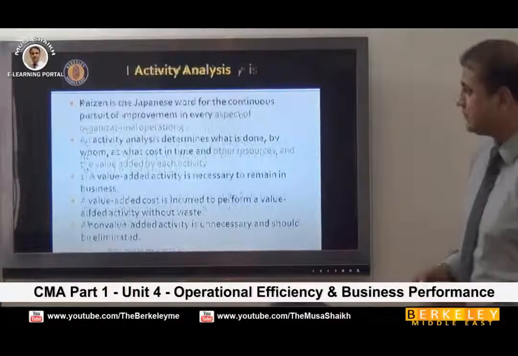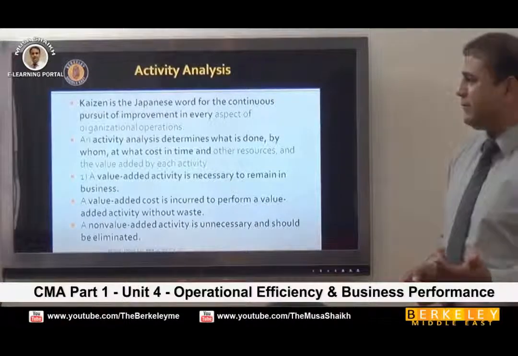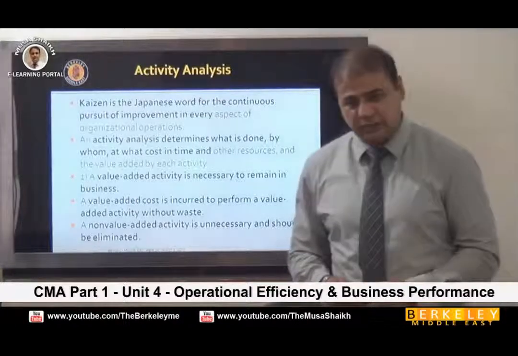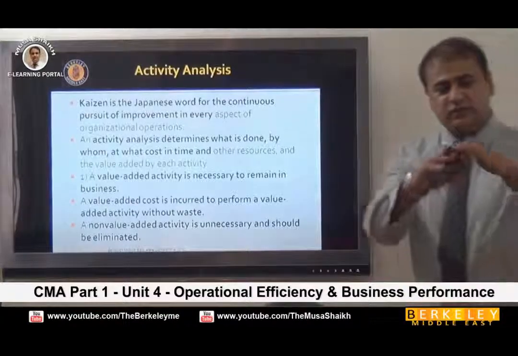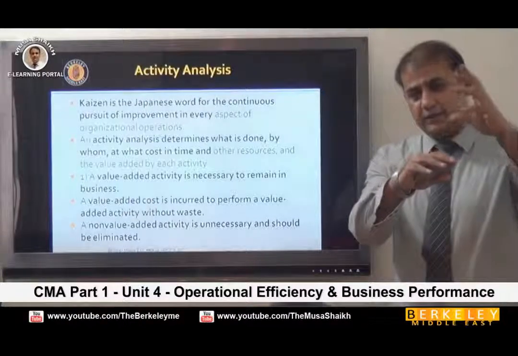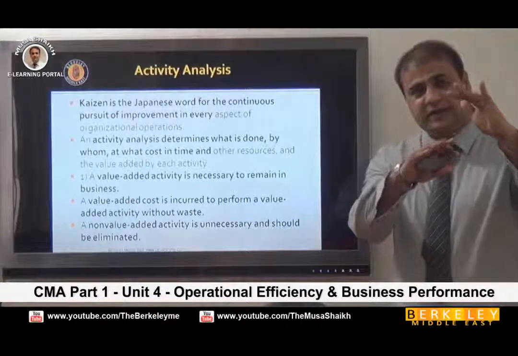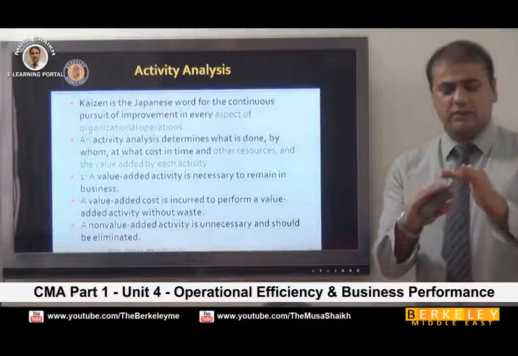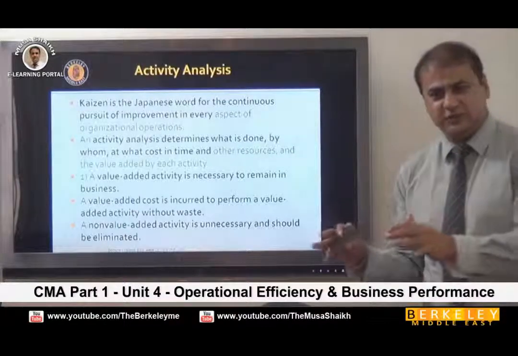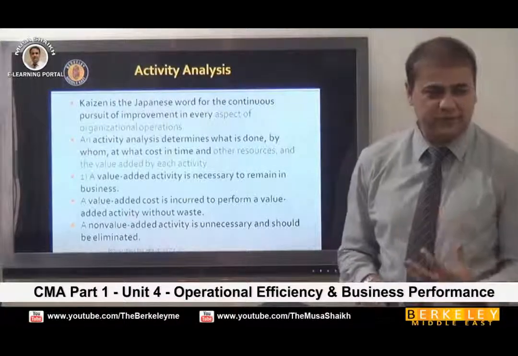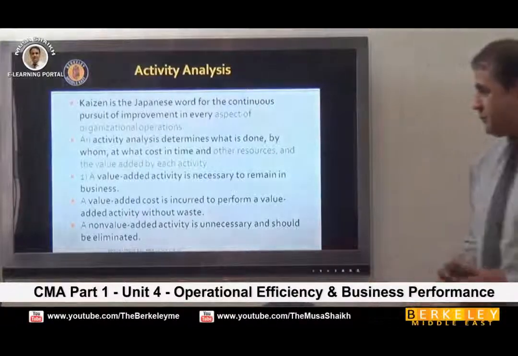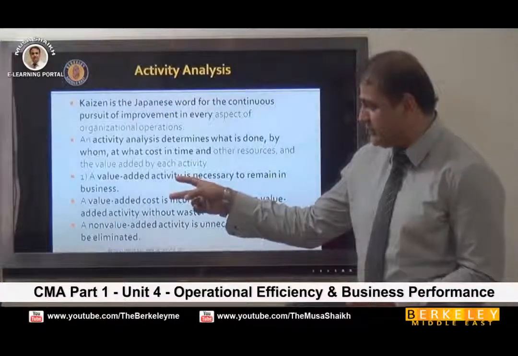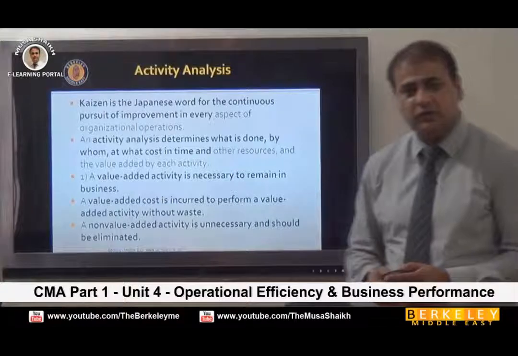Okay, so let's talk about another Japanese word, that is Kaizen. Kaizen means continuous improvement. This is the Japanese style. When they reach this level, they think now what is the next level? This is how, once you do CMA, you think now what is the next level? This is what we achieve. This is continuous improvement, right? And as I told you, you have to analyze your activity into value added and non-value added.